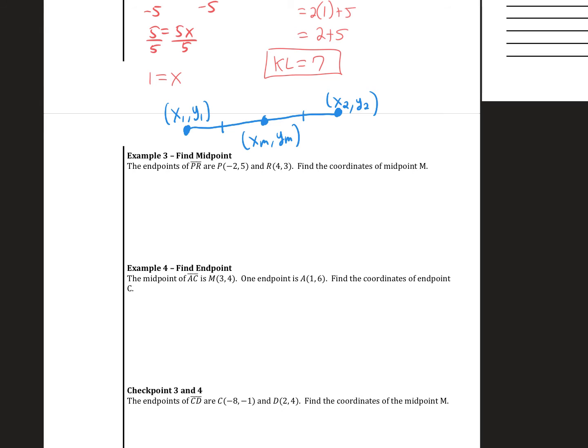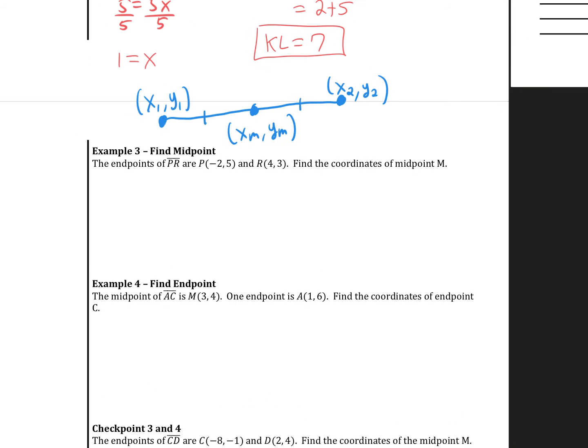So we're going to do example 3, then you guys are going to try checkpoint 3, and then we're going to do example 4, and you guys are going to try checkpoint 4. They're basically the same formula, but example 4 is a little bit harder, and you'll see why in a second. All right, so example 3, the endpoints of segment PR are -2, 5, and 4, 3.